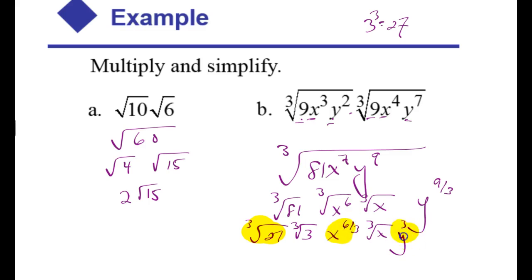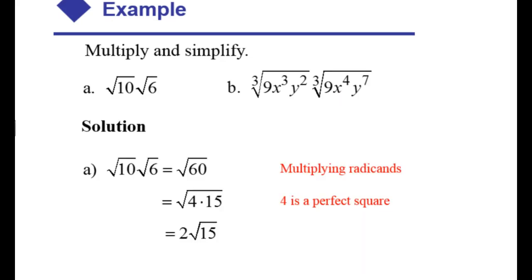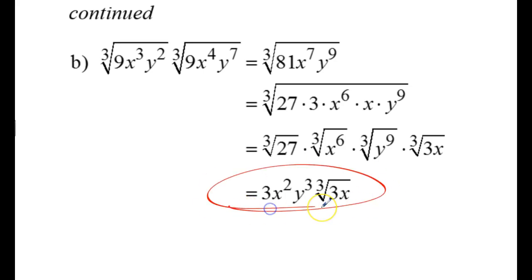So I'm going to pull out all of these yellow terms and write them here, because I can simplify the cube root of 27 to be 3, x squared y cubed, and then all of my remaining terms in pink are going to be put back together, the cube root of 3x. And I think that would be the final solution. Cube root of 3x. Yep, that's what we had.